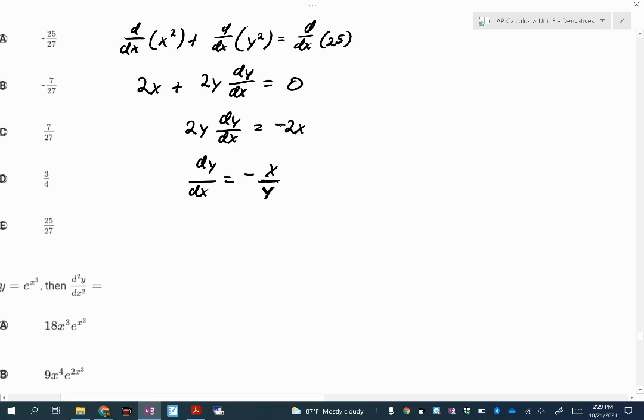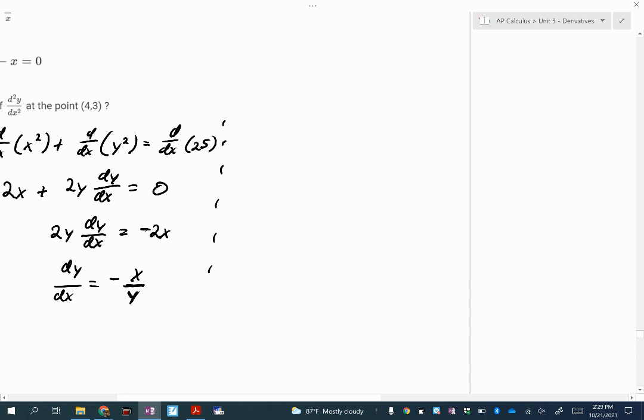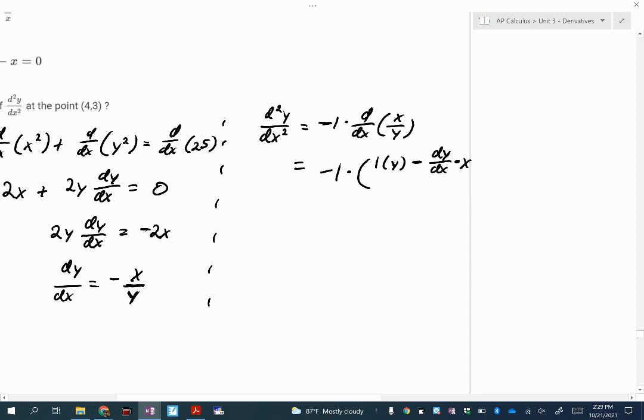All right, so I'm going to move that negative in front, let me do it down here. So the second derivative, let me go over here since I'm going to need more room. So the second derivative is going to be d squared y over dx squared equals negative 1 times the derivative of x over y. So that's going to be, using the quotient rule, the derivative of the numerator is 1 times the original denominator minus the derivative of the denominator times the original numerator over denominator squared.